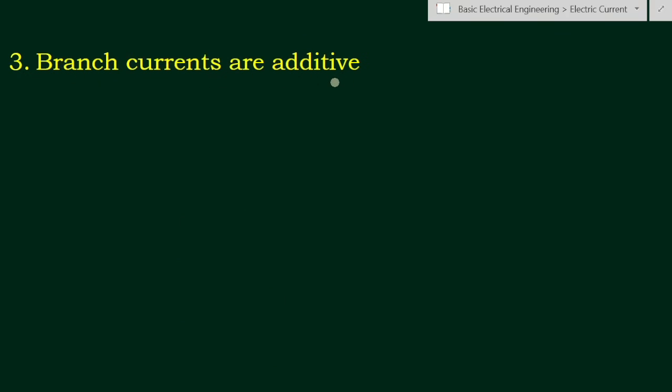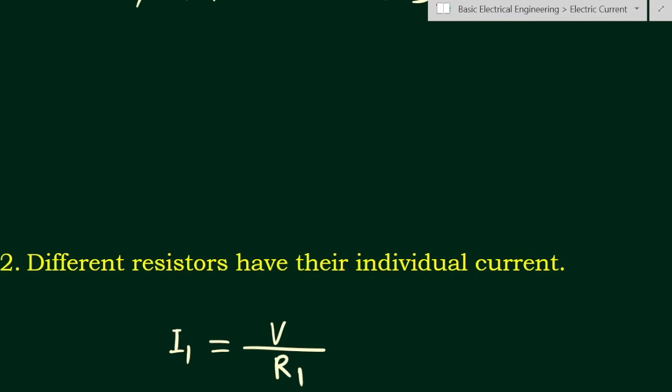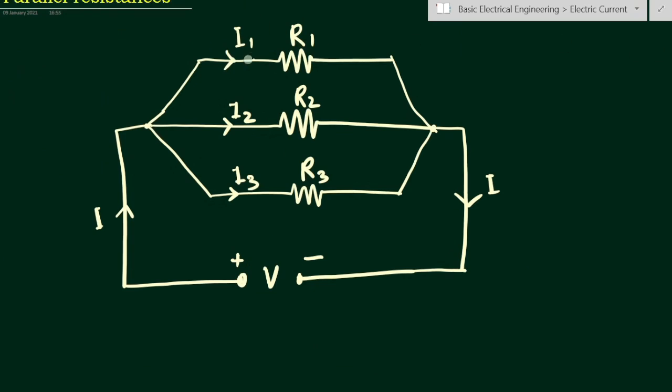That means we can add the currents of the branches. Here we can see these are the three branch currents I1, I2 and I3. So these currents we can add. If we add these three currents, it will be equal to the total current, that is the I, or the equivalent current, or the total current of the circuit. So we can add these currents to get the total current of the circuit.